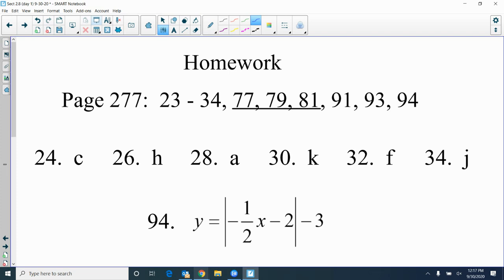Okay, on that one. Good on the 1/2. That's a common one that's missed. That means it's a horizontal stretch. Okay, between 0 and 1, it stretches it out. All right, good.